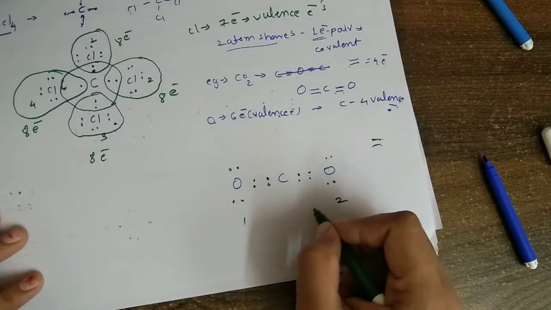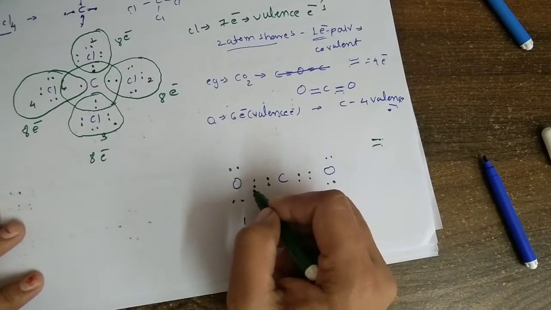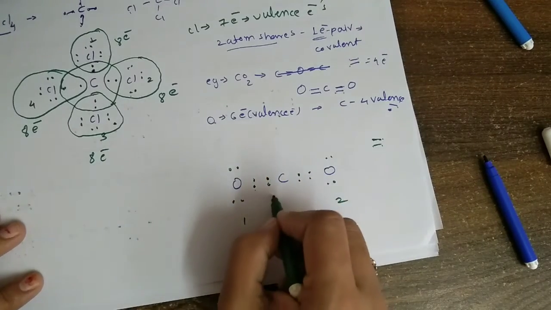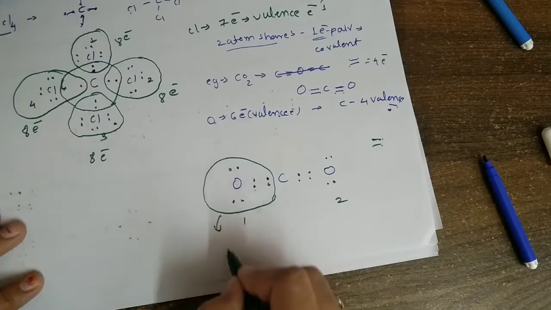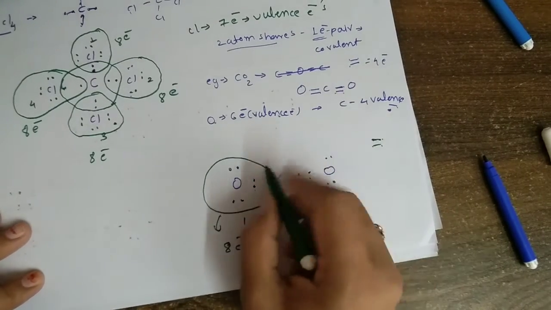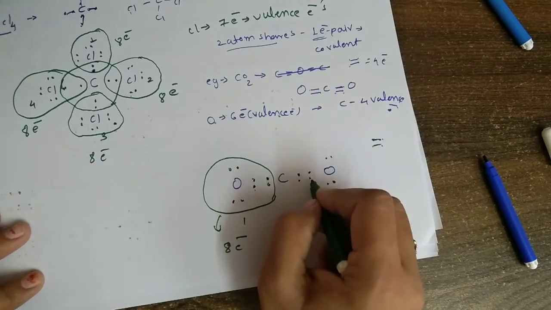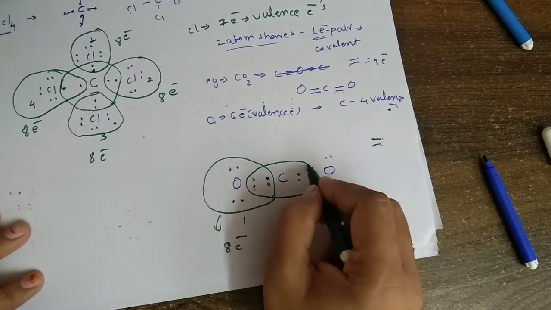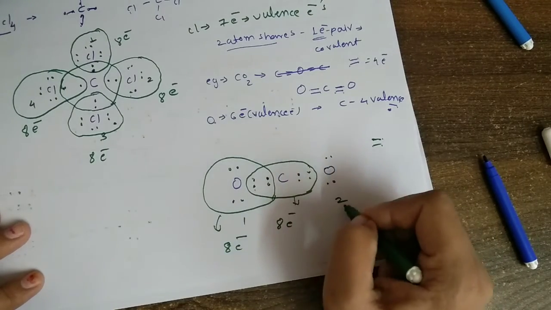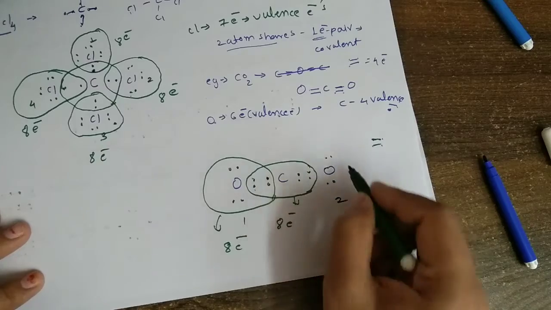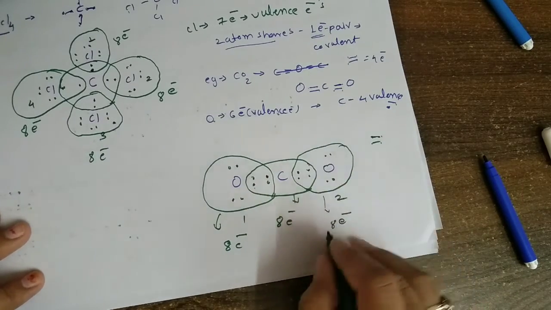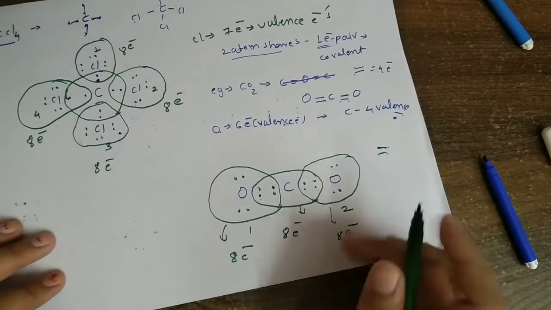So the bonding will be like this. Oxygen first has 1 2 3 4 5 6 7 8, so the octet of oxygen first will complete, which has 8 electrons. The carbon is also completing its octet, 1 2 3 4 5 6 7 8, by sharing and transfer of electrons. For oxygen second also 1 2 3 4 5 6 7 8, the octet is complete. So the octet of the CO2 molecule will be like this.